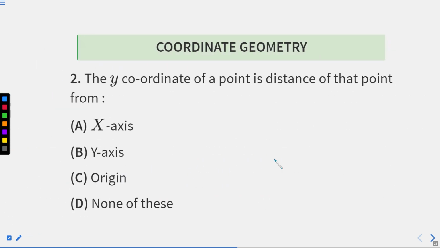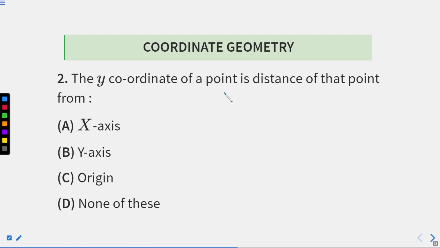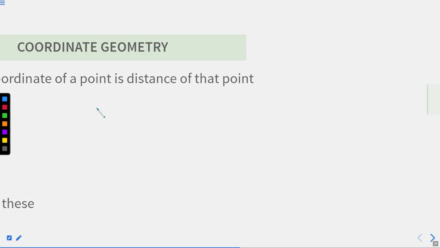Clear? Now the y coordinate of a point is the distance of that point from the x-axis. So this point is x comma y. Now we draw, just doing similar things. We know this distance is y and this distance is from this axis, this x-axis. So the answer is E.